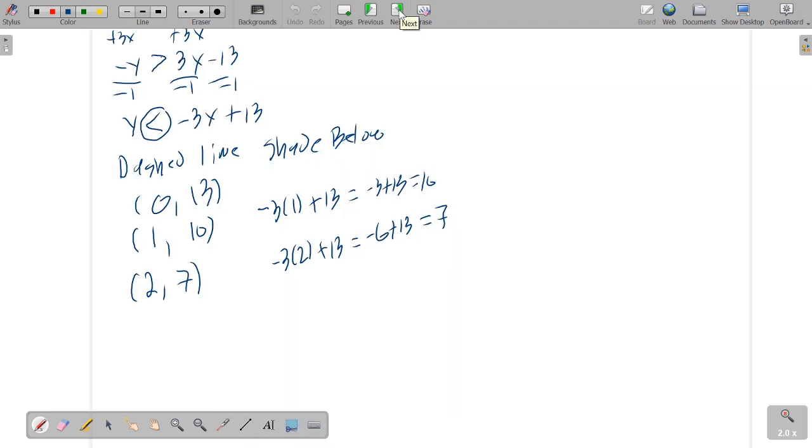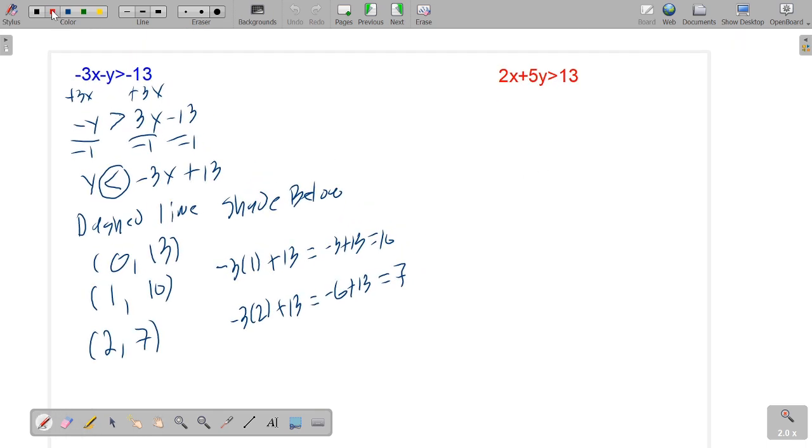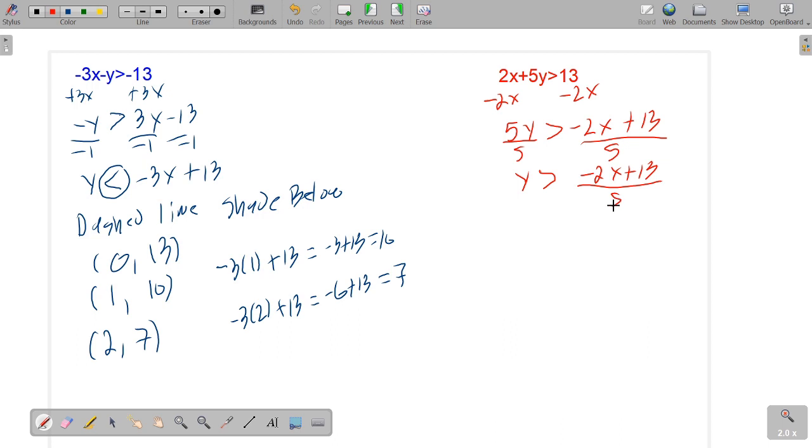So now let's do the other line. So this gets negative 2x on each side. So 5y is greater than negative 2x plus 13. Divide by 5. Here I'm going to leave it like this temporarily, because this means I need to get this numerator as a multiple of 5 in order to get an integer. So this is a dashed line.